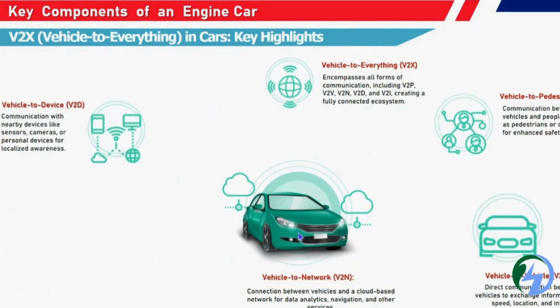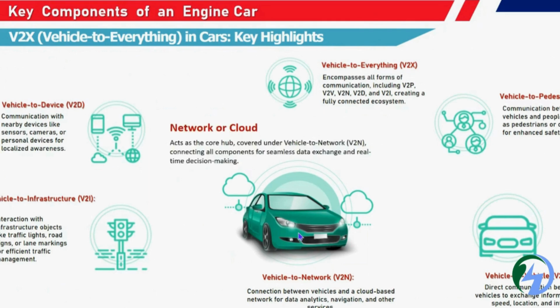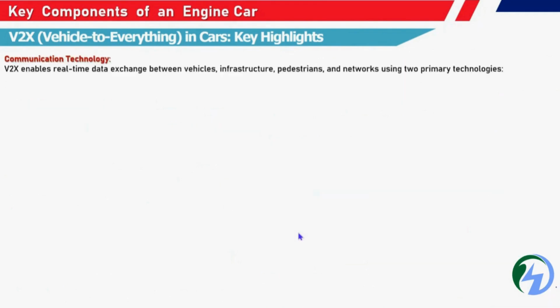And V2D is vehicle-to-device. It is communication with nearby devices like sensors, cameras, or personal devices. And V2I, vehicle-to-infrastructure, is interaction with objects like traffic lights, roads, sensors, and lane markings for efficient traffic management. And the network and the cloud: whatever data we consume will be part of the network or the cloud. So it acts as the core hub, covering vehicle-to-network and connecting all the components for data exchange. And we do everything.